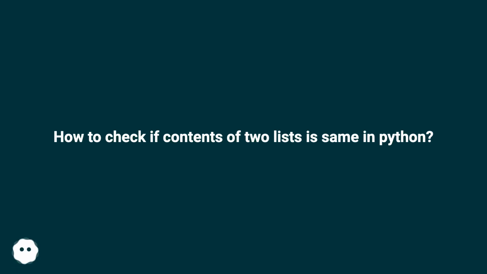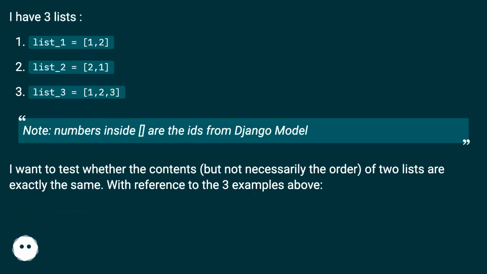How to check if contents of two lists is same in Python. I have three lists. list_1 = [1, 2], list_2 = [2, 1], list_3 = [1, 2, 3]. Note, numbers inside are the IDs from Django model.